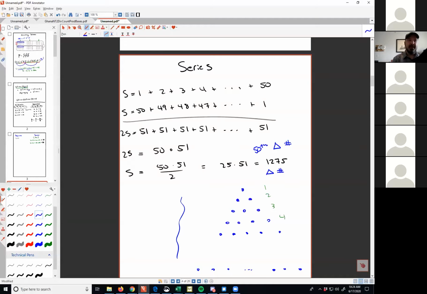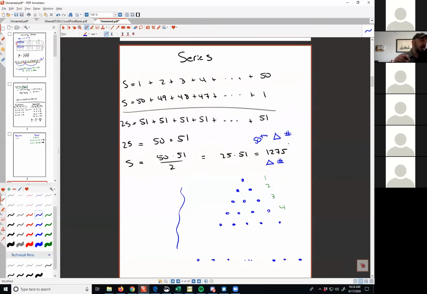So now we have this method for summing a series, and the mathematician who came up with this technique was Carl Friedrich Gauss, the German mathematician who was responsible for laying number theory on solid grounding. He did a lot of the early research in number theory.